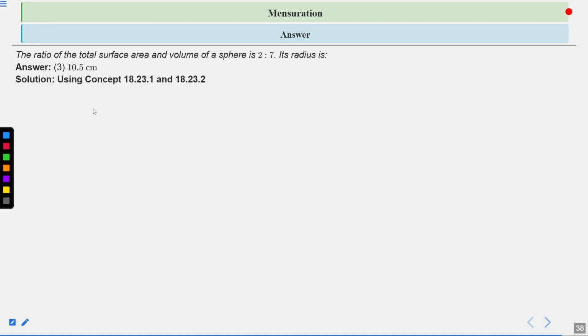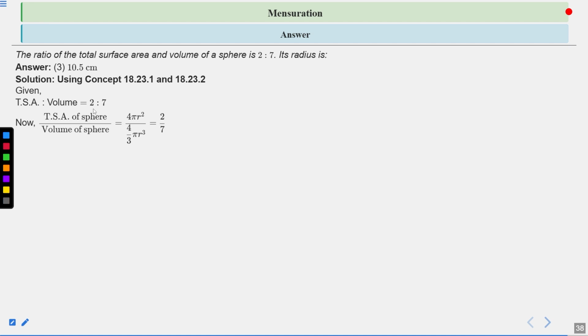Now see the detailed solution using concepts 18.23.1 and 18.23.2 in this question. So it is given that the ratio of total surface area to volume is 2:7. Now we just put in the formulas of total surface area and volume of the sphere. So we get the total surface area of the sphere upon the volume of the sphere, which becomes 4 pi r square upon 4 by 3 pi r cube, which equals 2 upon 7.